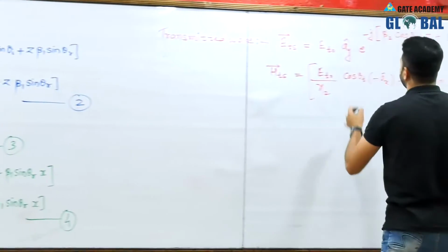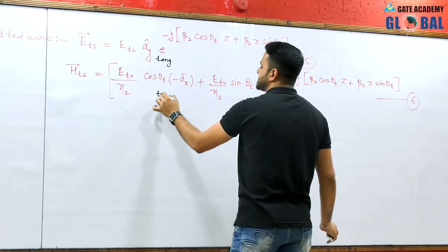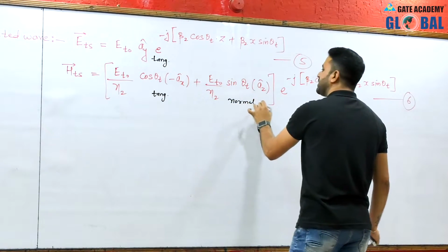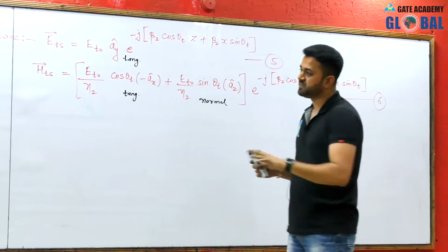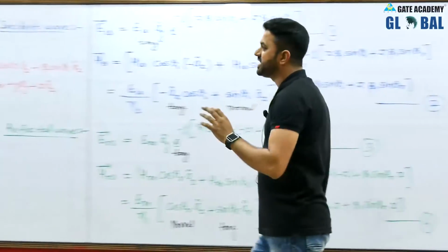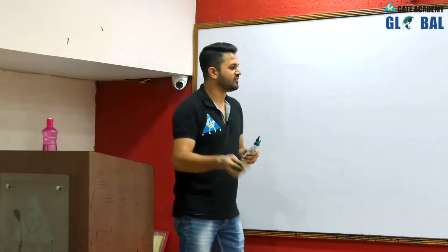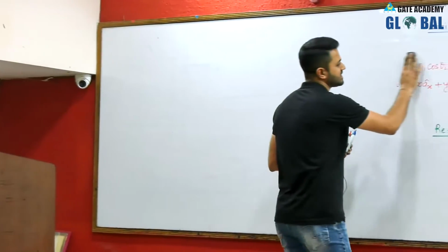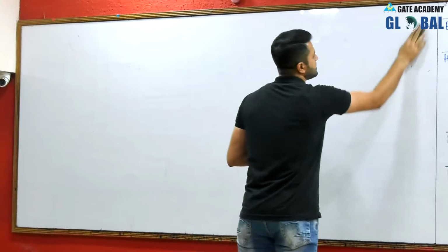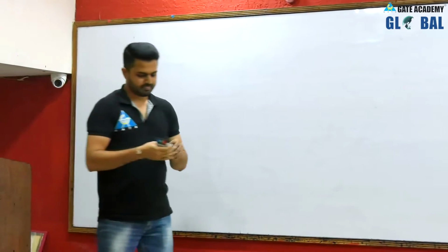And for the transmitted wave as well, this is the tangential component and this is the tangential component, and this would be the normal component. So we have got all the tangential and normal components of medium 1 and medium 2, and we know that the tangential component in medium 1 is the tangential component of incident wave and the tangential component of reflected wave. Okay. So let's apply the boundary condition for electric field first.